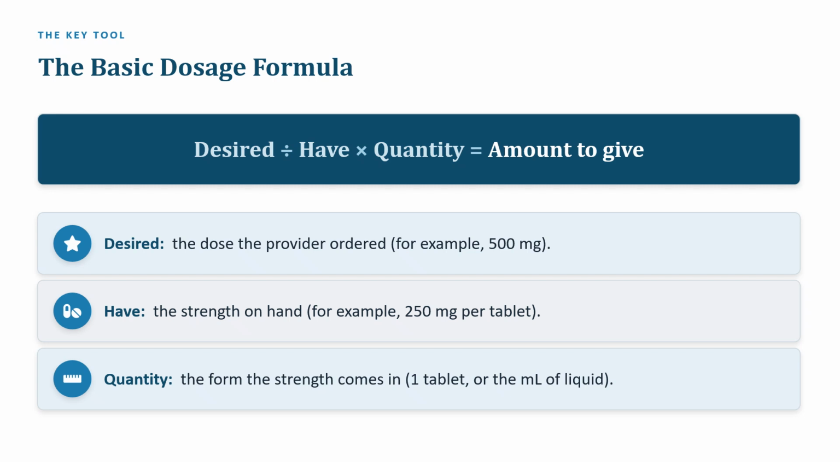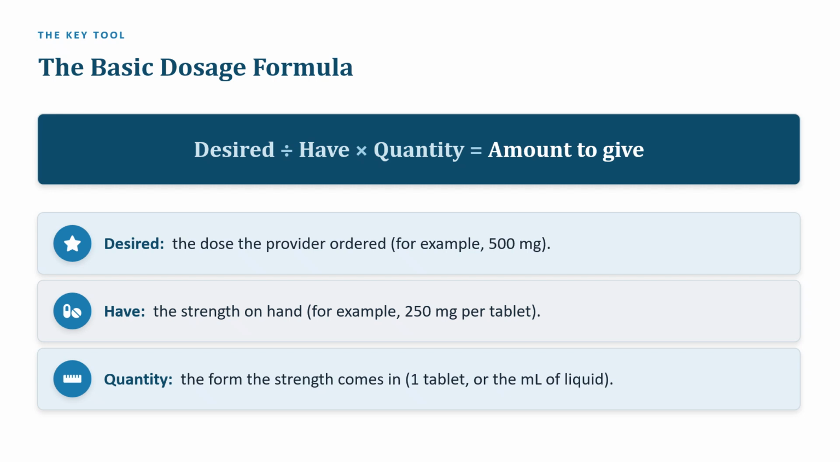Now we reach the key tool of the entire lecture, the basic dosage formula. Look at the equation at the top. Desired divided by have times quantity equals the amount to give. This one formula, often shortened to desired over have times quantity, will solve the large majority of calculations you have. It's worth memorizing, and it comes straight from the standard clinical references.